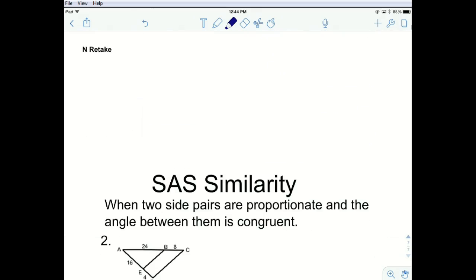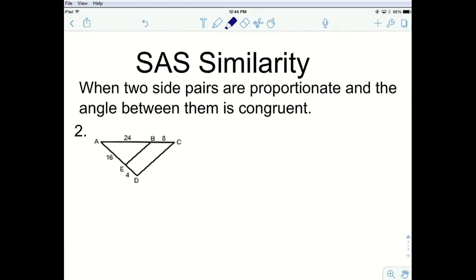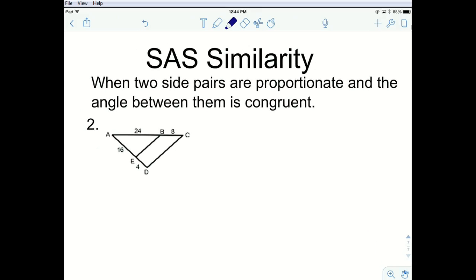So the last one on your retake ticket that we haven't gone through yet is number 2, and here we're going to try to use side angle side similarity. Now this is a tricky problem because I've got two triangles, but the triangles are kind of on top of each other. So I'm going to take a look at this triangle. I'm going to call this one the blue triangle. Shade that one in. Okay.